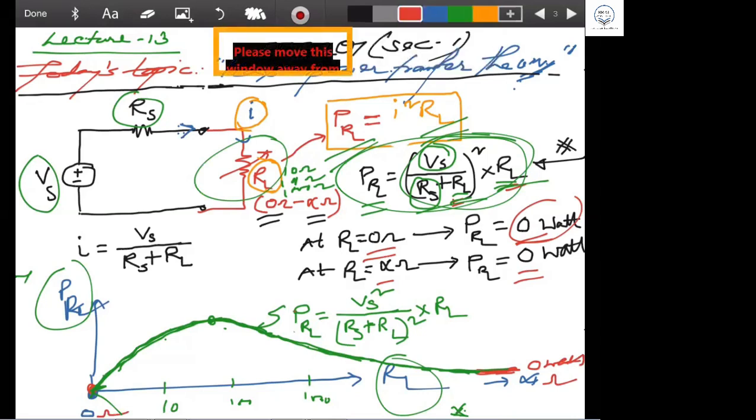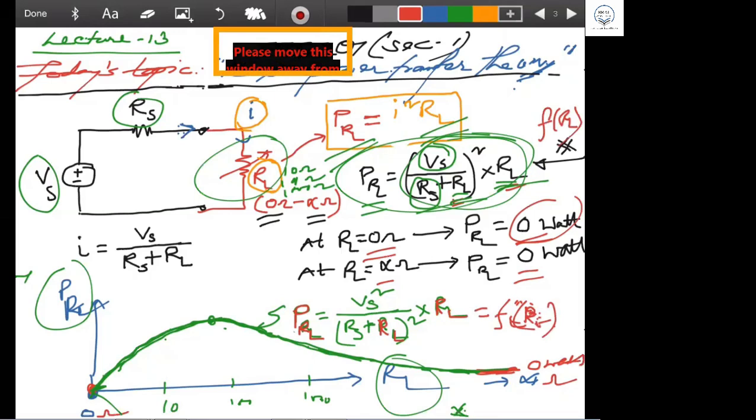I'm going to write with the red pen, the PRL, and this is RL. The red parameters are the variable, changing parameters, but the green parameters are fixed. So this is a function of RL, right? The function of RL. Okay, so this is a function of RL here.